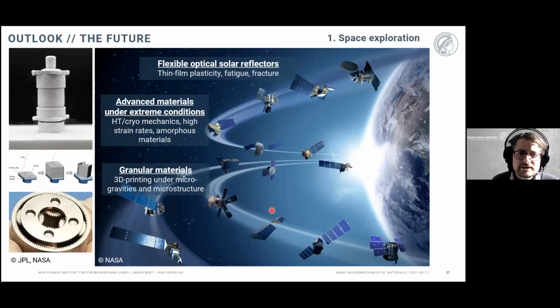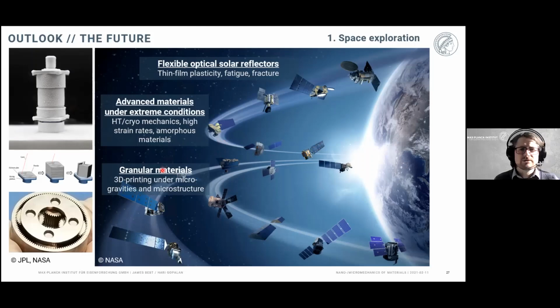And so there's some really nice recent work that has been looking at flexible optical solar reflectors, which touches upon a lot of those points where we need to understand actually at small length scales fatigue and fracture of materials. Of course, when we send things out into the open space, we also have extreme conditions. This might mean cryogenic temperatures, it might mean extreme high temperatures. And so, of course, we need to understand stress strain diagrams and fracture at those extreme conditions.